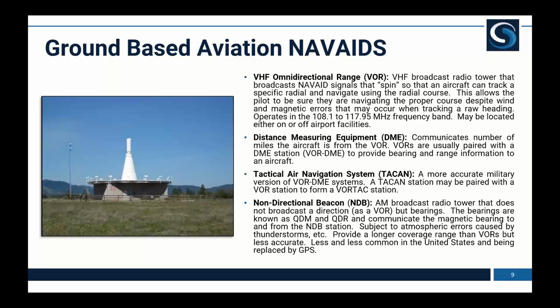It operates in the 108.1 to 117.95 MHz frequency band, and may be located either on or off airport facilities. You have the distance measuring equipment, also known as the DME, that communicates the number of miles the aircraft is from the VOR. VORs are usually paired with a DME station, known as a VOR-DME, and that is used to provide bearing and range information to an aircraft.